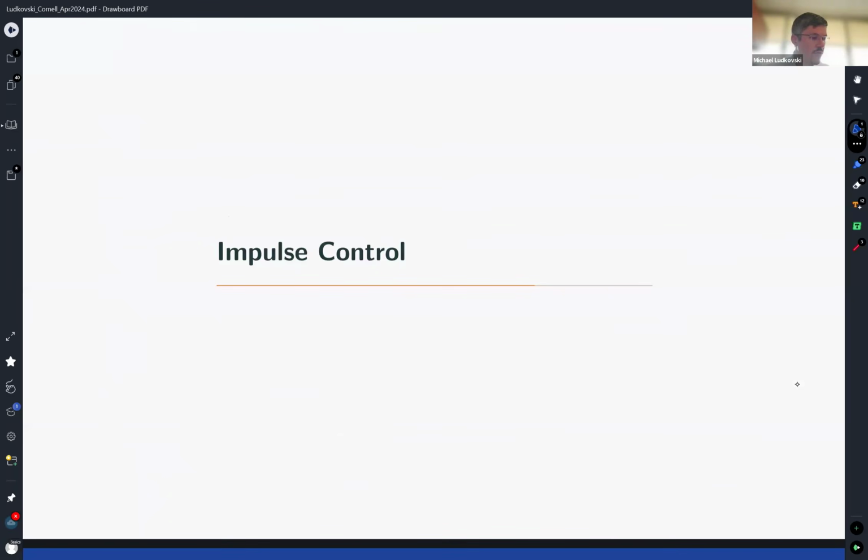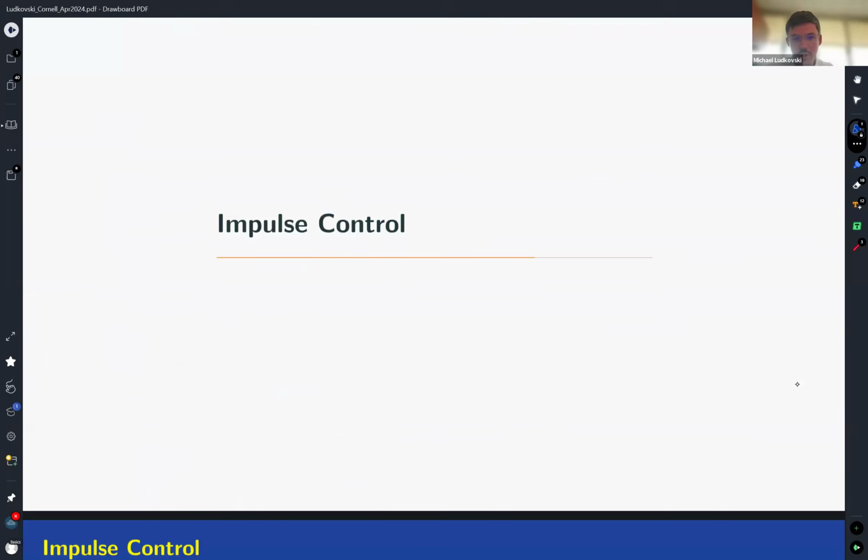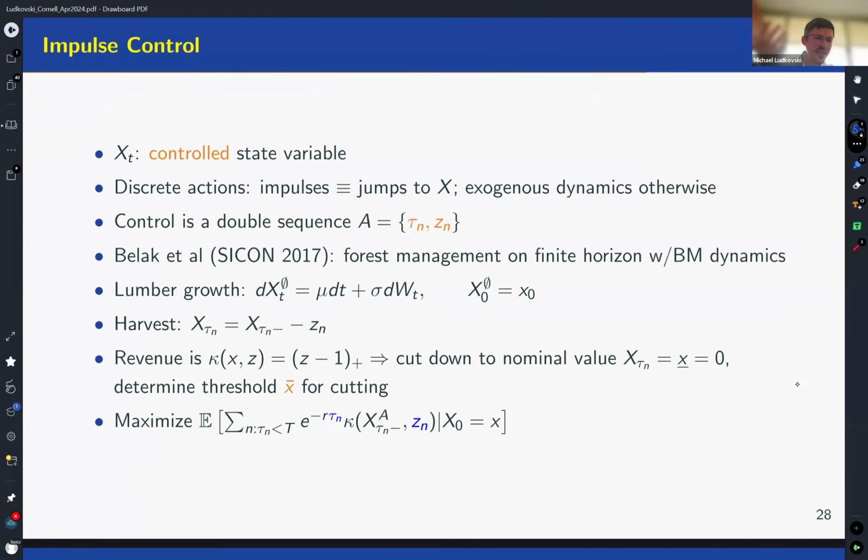Okay, so I have 2 minutes. I'll talk about impulse control very briefly. So this is an illustration of stochastic control. The example that's in the short paper I have is a completely different topic, nothing to do with what I mentioned before. It's actually about what's called forest rotation.